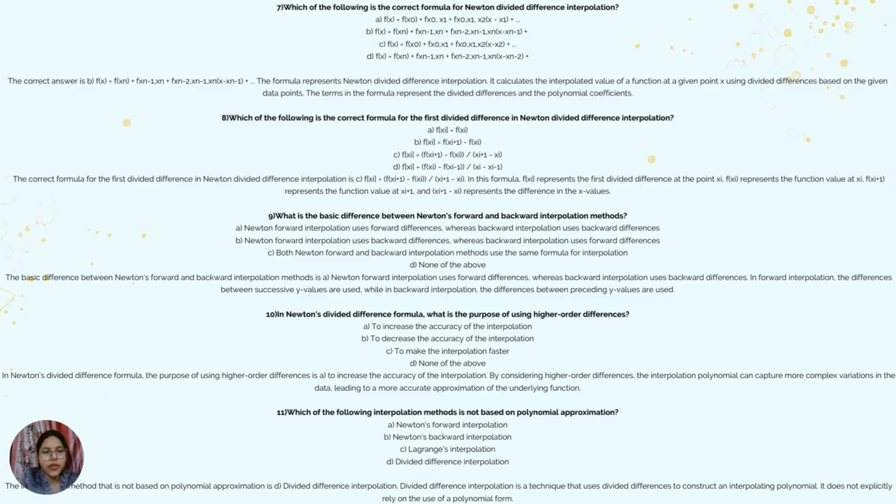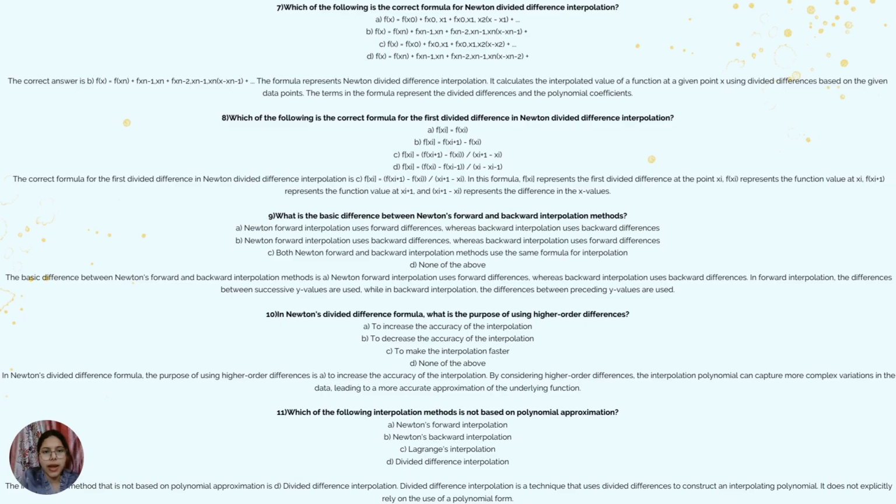Question 7. Which of the following is the correct formula for Newton divided difference interpolation? Option A, f of x minus f of x0 plus f of x0 x1 plus f of x0 x1 x2, times x minus x1.